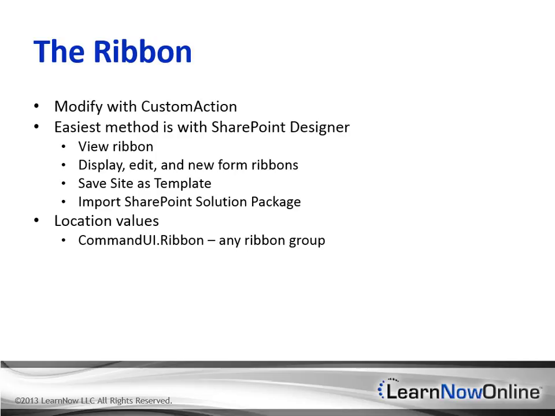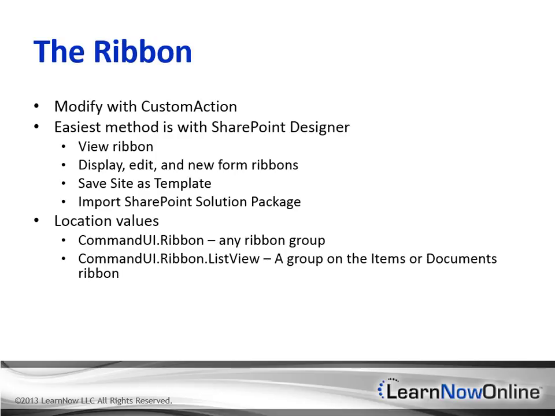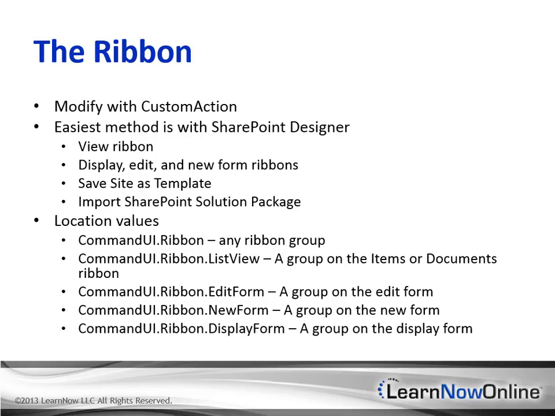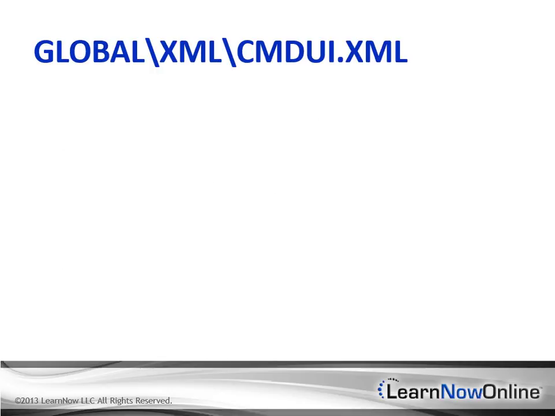Command.ui.ribbon, which is any ribbon group. Command.ui.ribbon.listView is a group on the items or documents ribbon. And then command.ui.ribbon.editForm, which is a group on the edit form for a list. And then new form corresponds to the form for adding a new item on a list. And then the display form is the ribbon when you just view the properties of a list item.